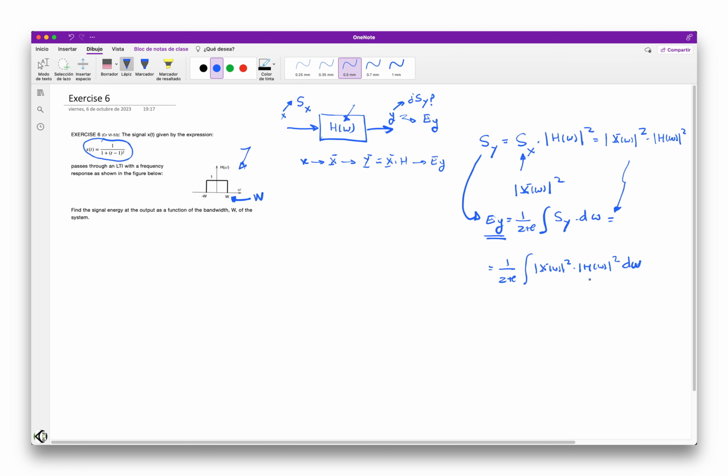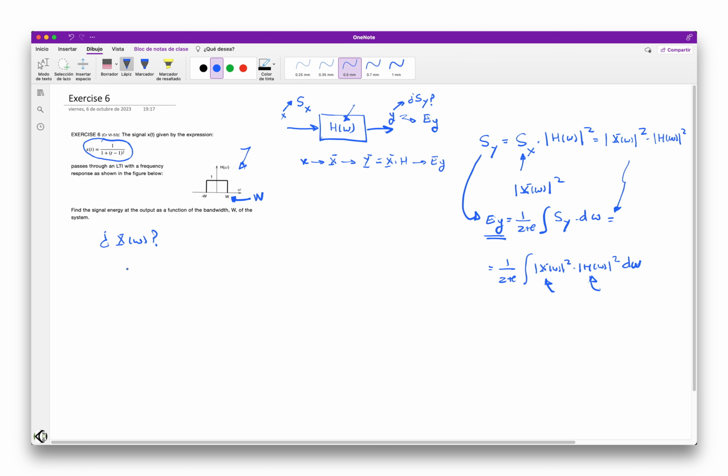So we know this because we know H of omega, and so we need to calculate the square modulus of the Fourier transform of the input x, and we know x of t. Okay, so let's calculate the Fourier transform capital X of omega of the input x of t.